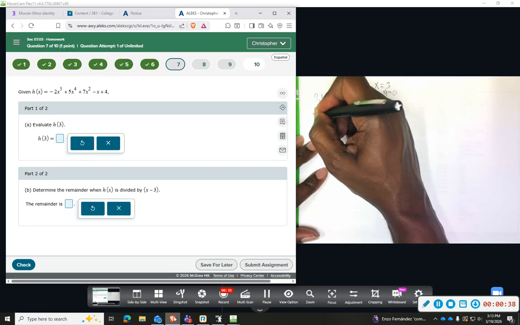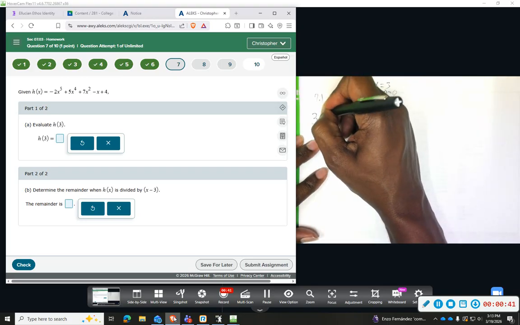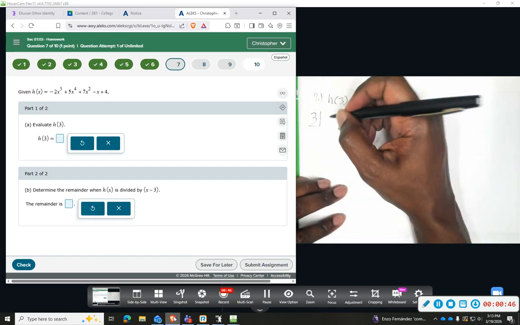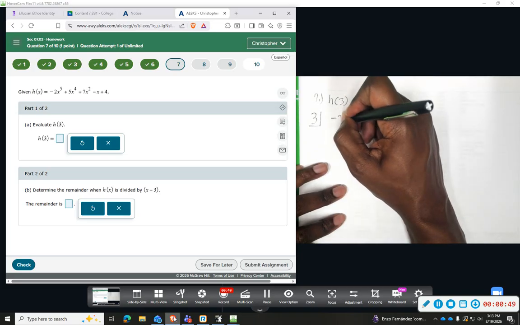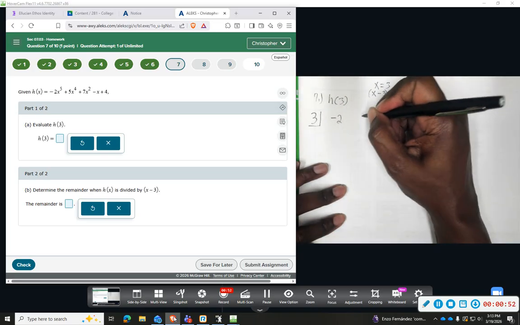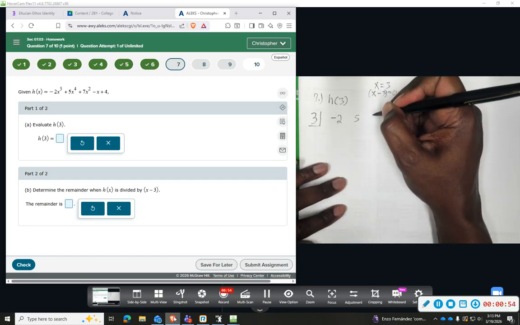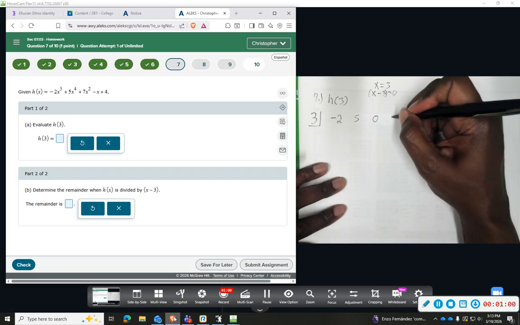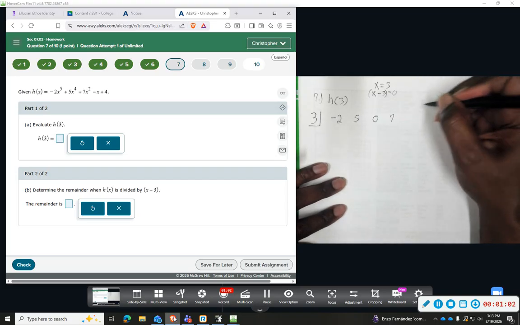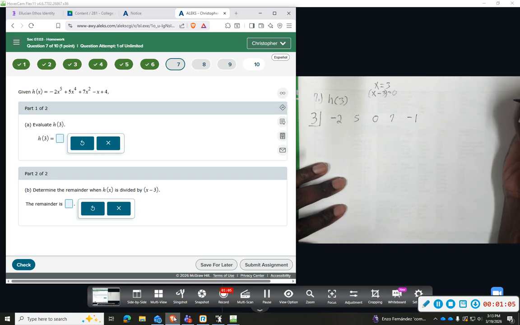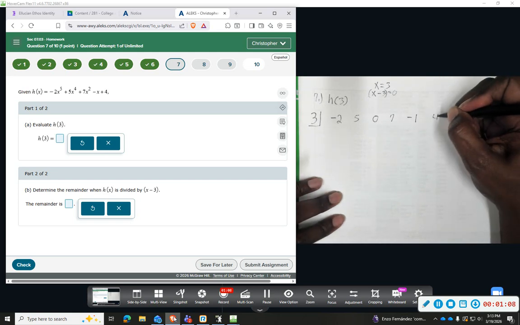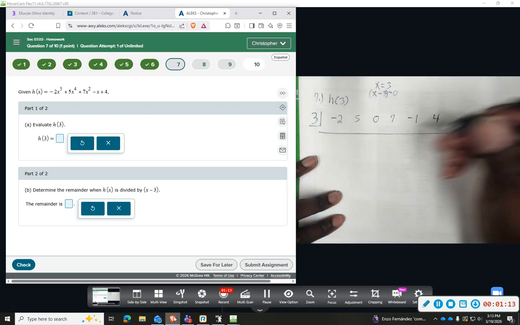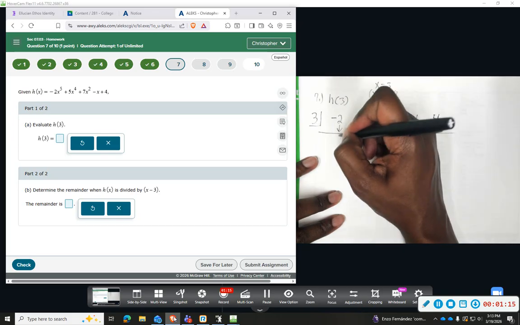So I'm going to put 3 in my little half box, and I'm going to list my coefficients. I'm starting with the 5th degree, so I got a negative 2 on my 5th degree, and then I have a positive 5. I don't have a 3rd degree, so I'm going to put a 0 as my x to the 3rd. And then we have a 7 for my x to the 2nd, a negative 1 for my x to the 1st, and then a 4. Okay, so we're going to list all of our terms. And then I'm going to bring the first term straight down, and we're going to go through the process.